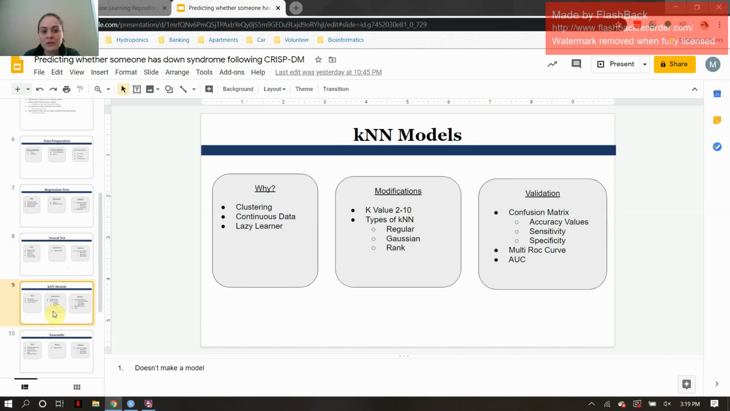My KNN models, I did this because I'm trying to predict a treatment group, and KNN models are a classifying model. It can handle continuous data, and it does cluster well. Modifications, I looked at k-values 2 through 10. I also tested 3 different types of KNN models to pick the best one. To validate the KNN model, I did a confusion matrix. I looked at a multivariate ROC curve and the AUC value.